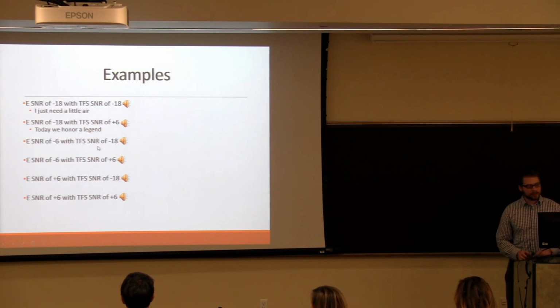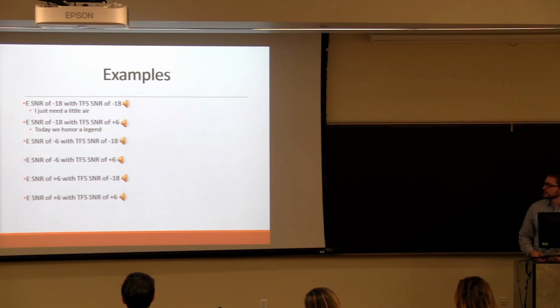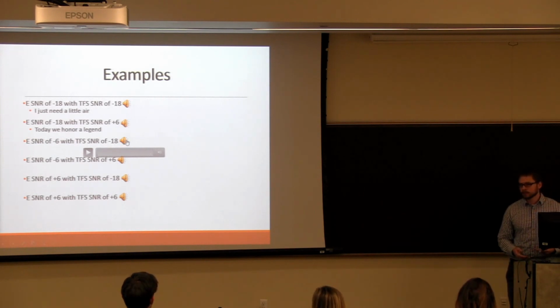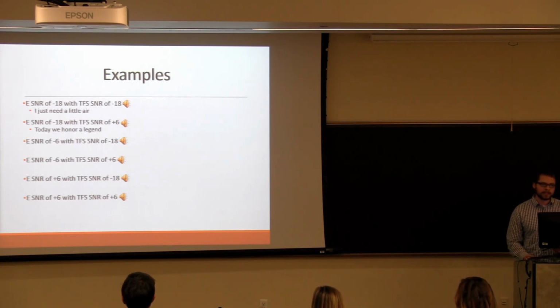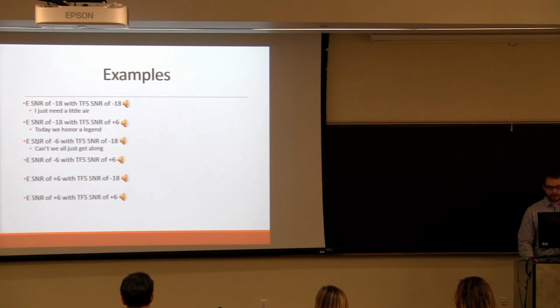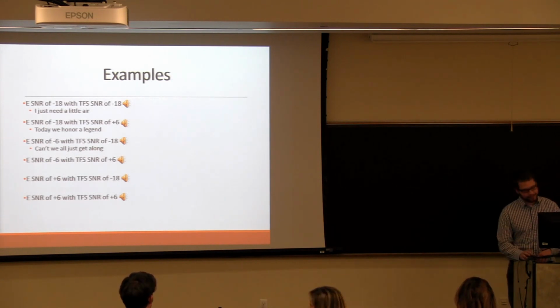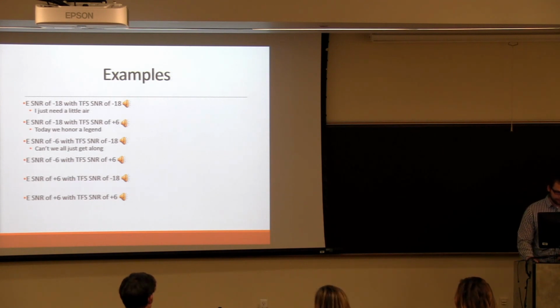For this next one here, our envelope was at an SNR of -6, and our temporal fine structure was -18. So a medium condition for our envelope, and a very poor condition for our temporal fine structure. At this point, you can maybe start to detect some fluctuations in speech, but actually pulling the direct meaning out of that sentence is still very difficult. The sentence actually says, "Can't we all just get along?" Once you actually know the sentence, you might be able to understand it, but it's still iffy.